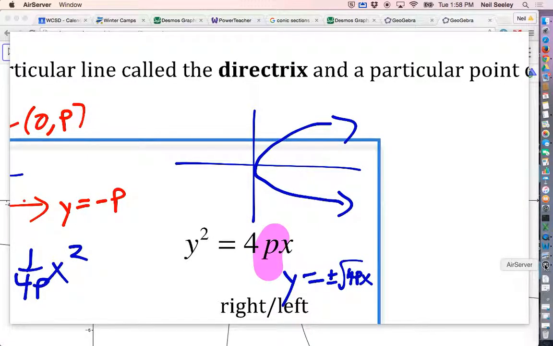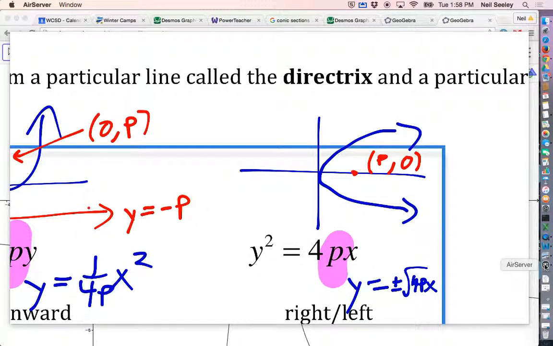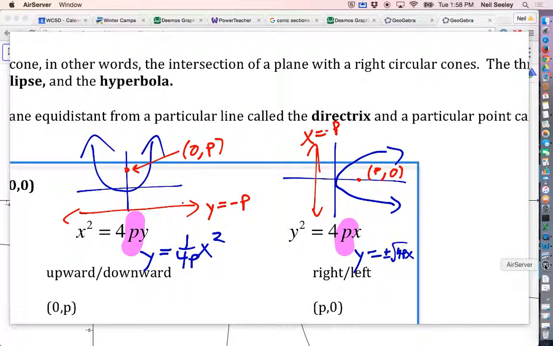If I put the P in that one, the P goes here. And this would be the point (P, 0). And then the directrix would be at x equals negative P. That's x equals. The other one was y equals because it was horizontal. This one's vertical. That's normal stuff. It's all about the P. The P is what shapes it.